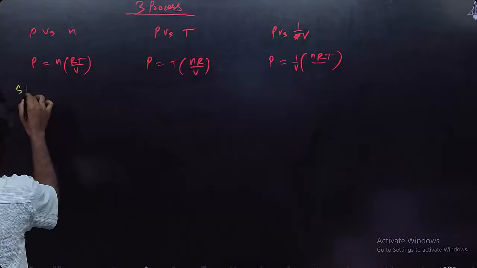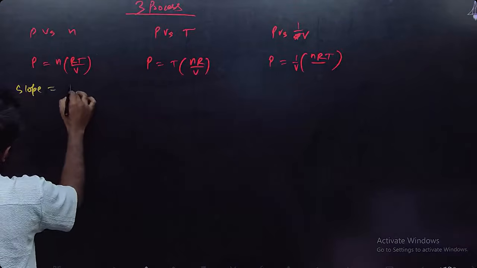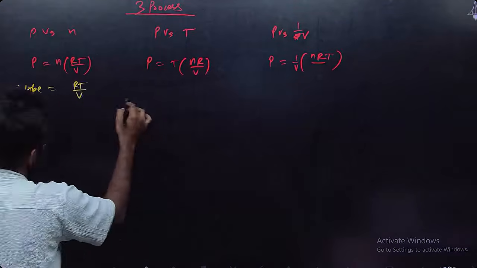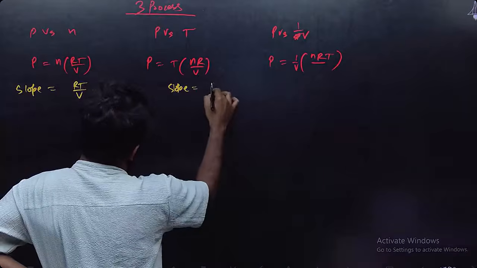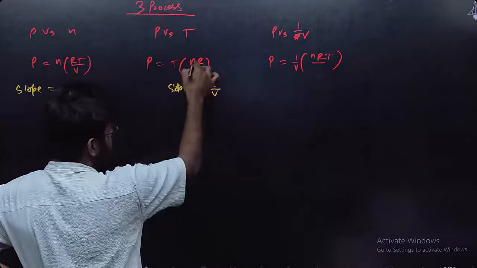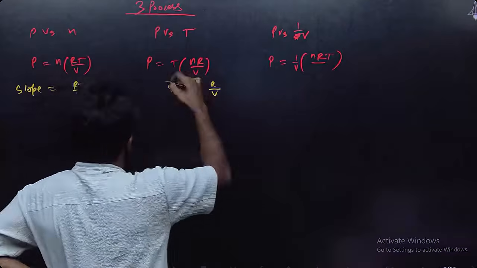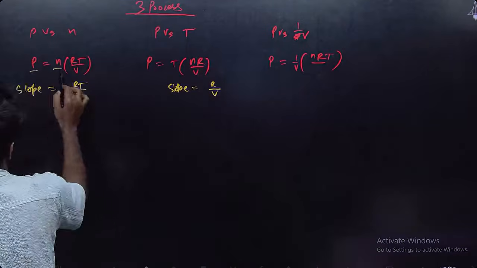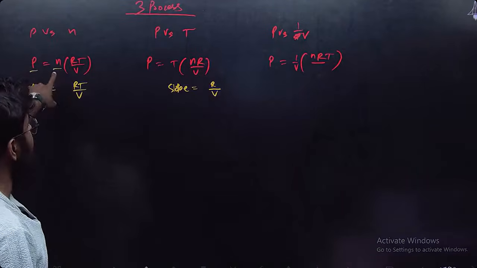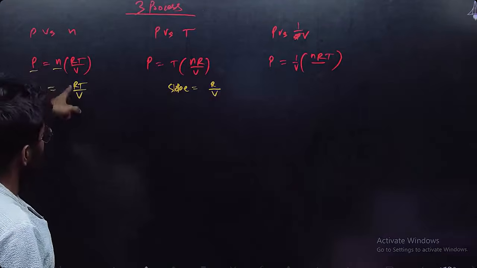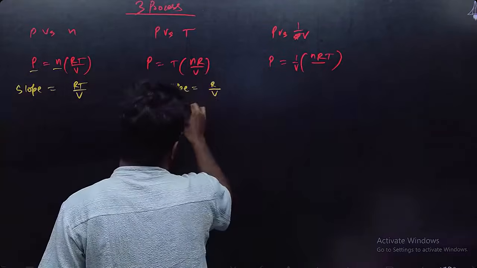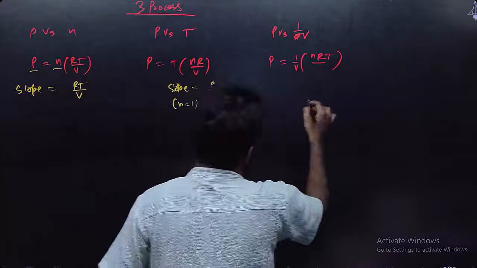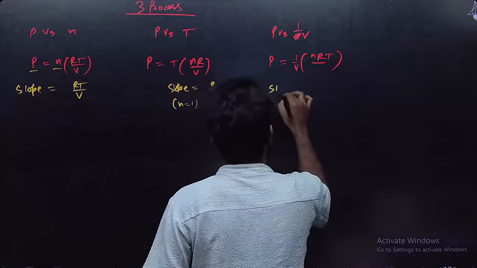Now the slope is RT by V. The slope is R by V, because n is 1 when it is constant. When you are specifically drawing the graph between P and N, then you cannot consider it 1. It is variable now, so the slope is RT by V. But in cases when n is constant, you can place it as 1, that is given.